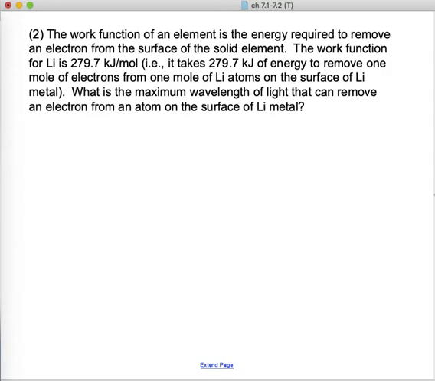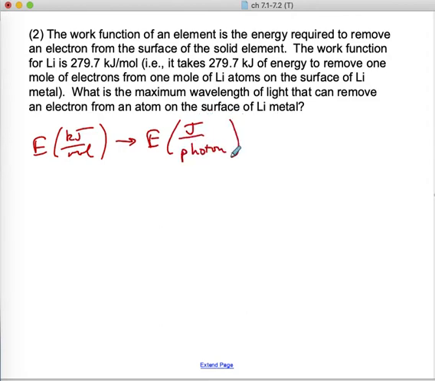Well, let's do a little roadmap here. I am given the energy in units of kilojoules per mole of photons. It seems like I probably want to convert that to energy in units of joules per photon, because if I know how much energy is in 1 photon capable of kicking an electron off, then I can simply use the equations we saw before to calculate the wavelength. So the first calculation is pretty much just unit conversion.